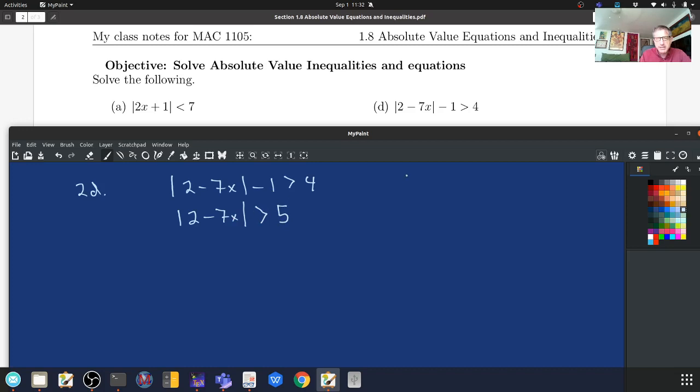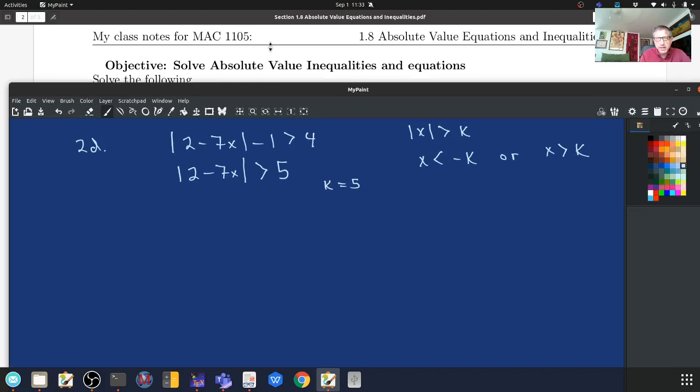So in this case, I have, remember, the absolute value of x, here x just stands for this polynomial, is greater than k, which implies that x is less than minus k, or x is greater than k. In this case, k is equal to 5. So let's go ahead and solve this.